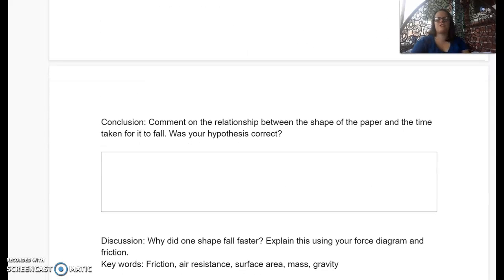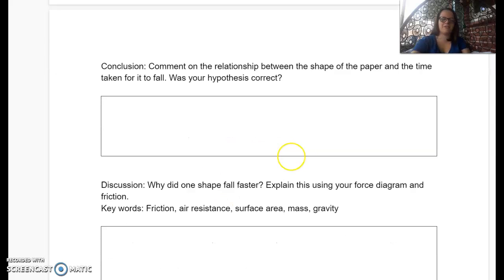Moving on, conclusion. So you do this after you've done all your experimenting and you've got your results and your graph. Comment on the relationship between the shape of the paper and the time taken for it to fall. Was your hypothesis correct? This is basically just saying this is what happened, this was the relationship I saw, and my hypothesis was correct or it was wrong. That's all you need to do.